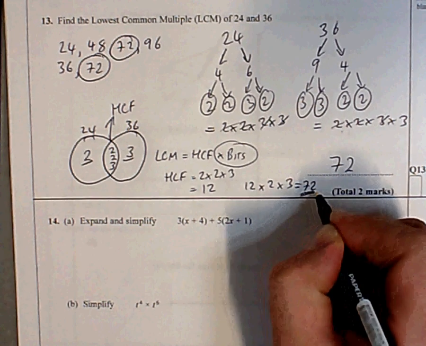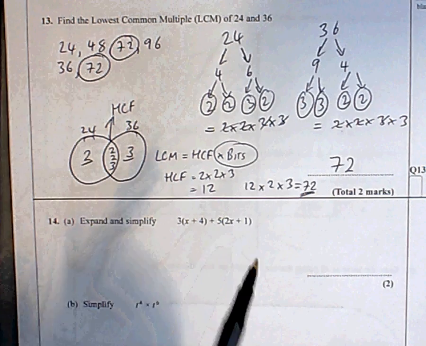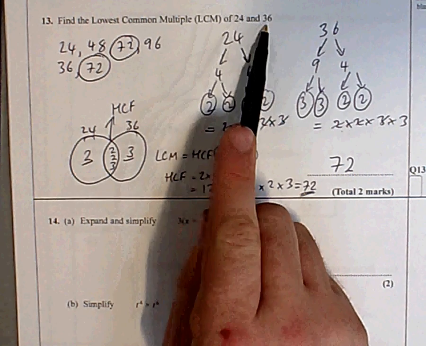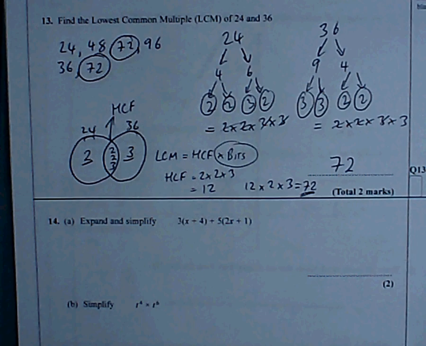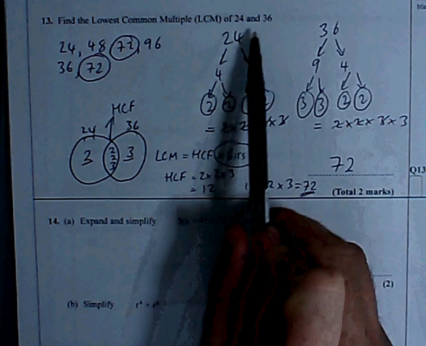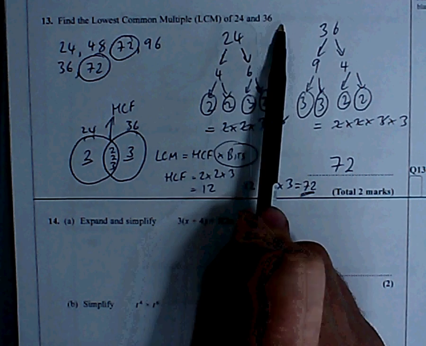Okay. The reason this method is used is that no matter the size of the number, you can deal with smaller numbers to find the lowest common multiple. Okay. In a non-calculator paper, that is advisable when you've got large numbers that you're unsure of.